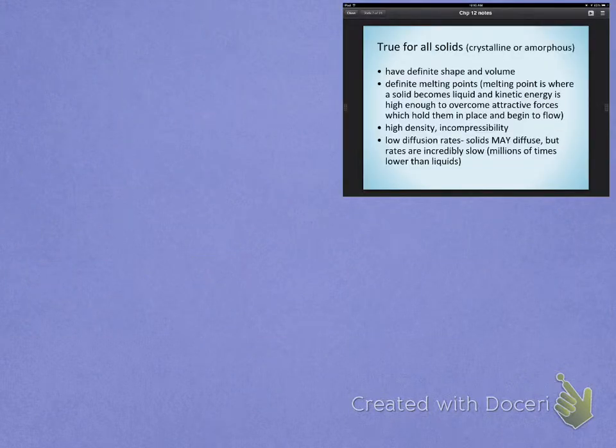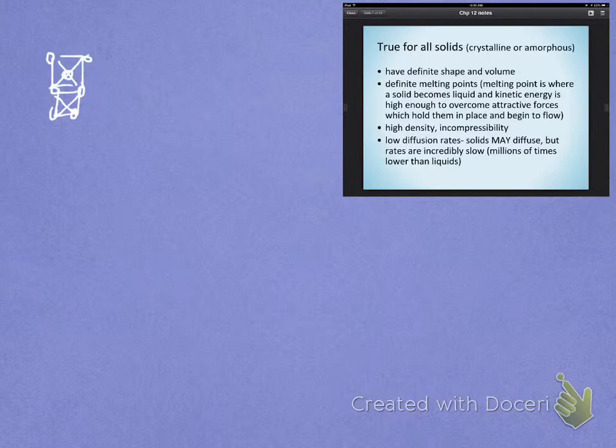Okay, so if we talk about all solids, crystalline or amorphous, there are a couple things that are true. Definite shape and volume, you know that. And if we think about this in terms of kinetic molecular theory, they have a definite shape and volume because those molecules or atoms are locked into fixed positions. They can't move, they're rigid.